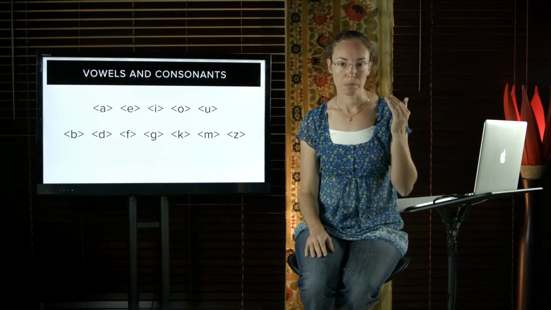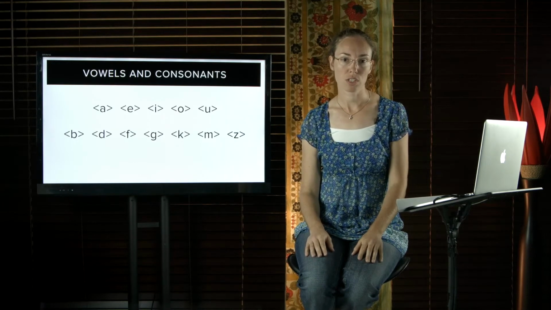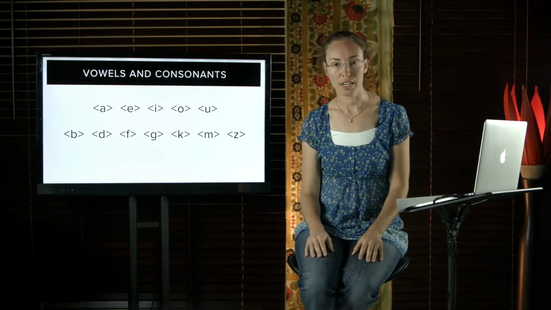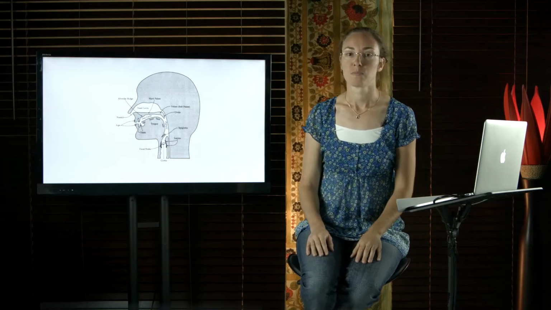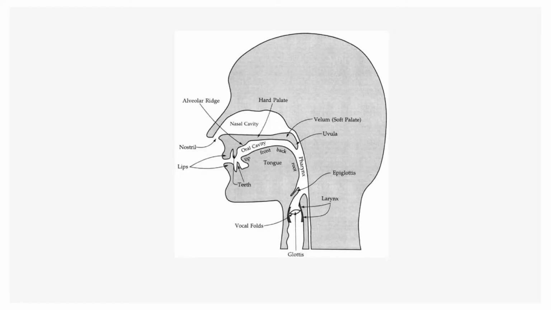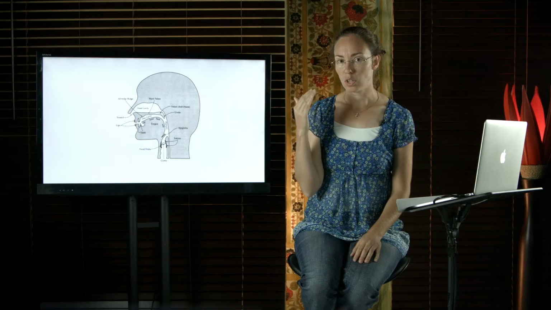To identify the place and manner of articulation of consonants, we first need to look again at anatomy. So here is a diagram of all the parts used to make sounds. We talk about the relevant parts of the anatomy as the passive or upper articulators and the active or lower articulators. The passive articulators in general don't move.